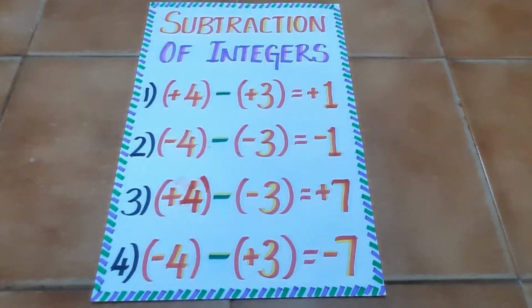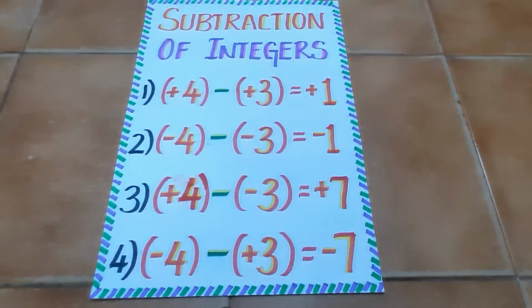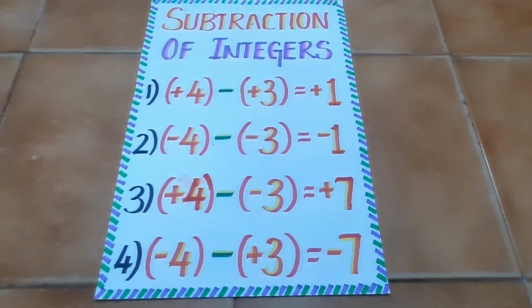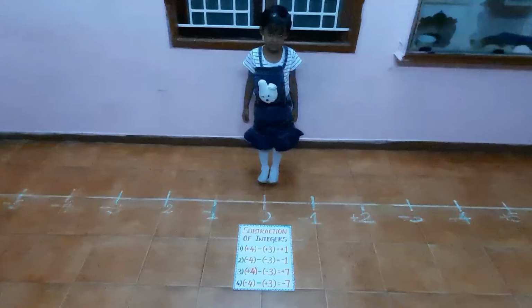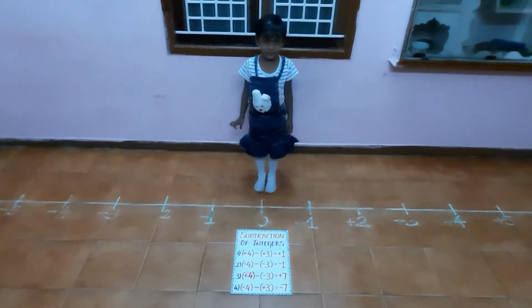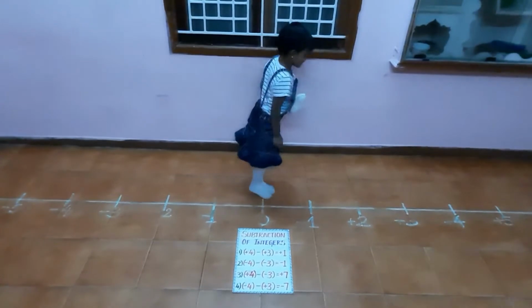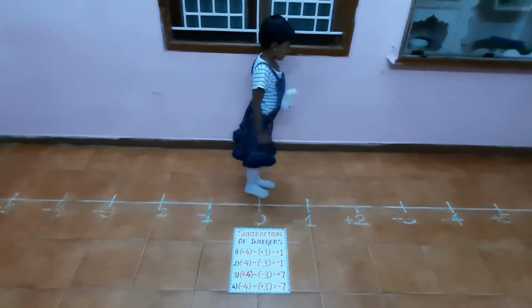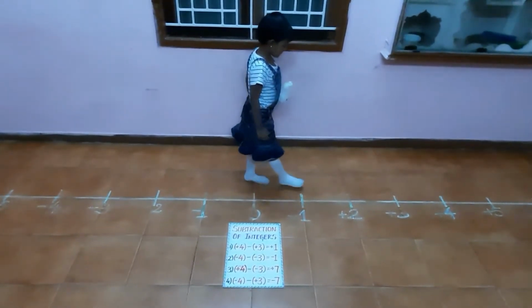In the first case, we are going to find the difference between plus 4 and plus 3, and let's see how we are getting plus 1. Here, the first number is plus 4, therefore the kid is going to turn towards the positive direction and reach plus 4.